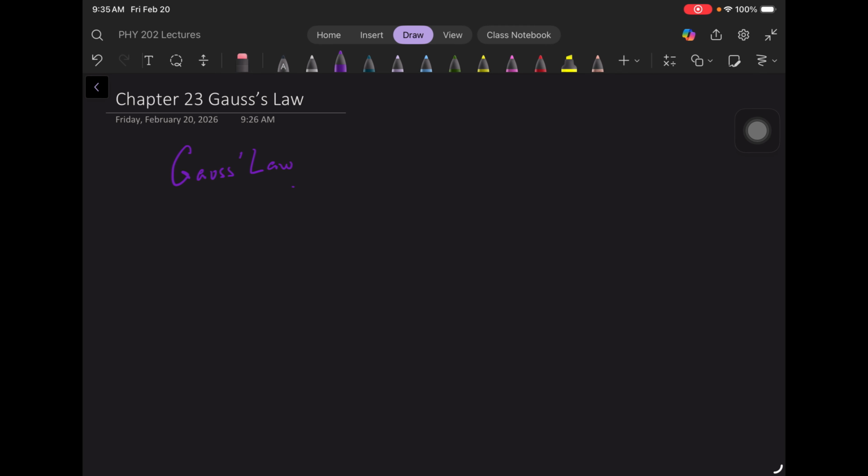Today we're going to talk about Gauss's law. This is one of the most important things we're going to cover this semester, in my opinion. It's on par with Newton's second law as far as importance goes. I've heard it referred to as the Newton's second of E&M, not because it relates a force to an acceleration, but just because of how important and prevalent it is.